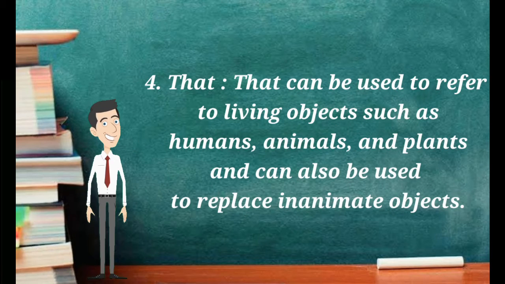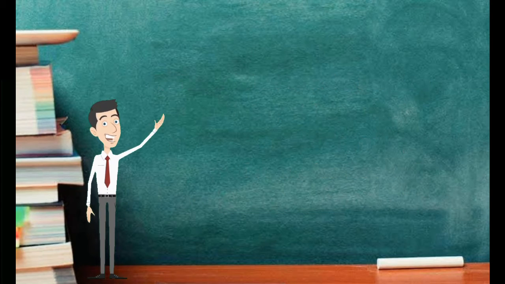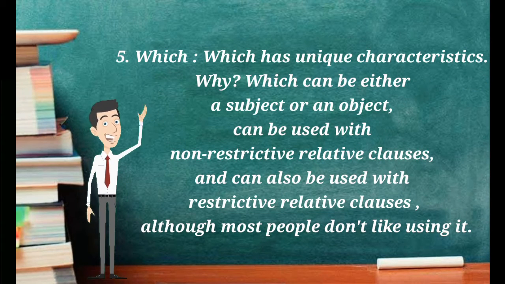4. That. That can be used to refer to living objects such as humans, animals, and plants, and can also be used to replace inanimate objects. And 5 is which, which has unique characteristics. Why? Which can be a subject or object, can be used with non-restrictive relative clause, and can also be used with restrictive relative clause, although most people don't like using it.